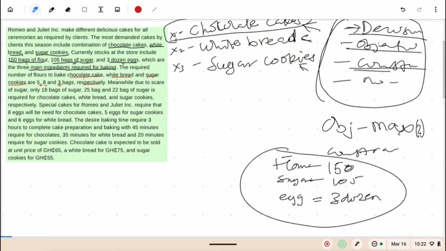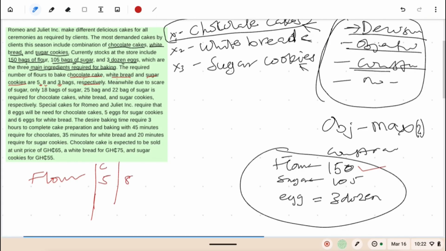So what they are saying is that out of this 150 flour, let me write the flour here, they use 5 for chocolate. So let me write C for chocolate here. They use 8 for white bread. So let me represent white bread with W here. And they use 3 bags for sugar. So let me represent sugar by X here. So 3 for sugar. This is how they apportion the flour out of this 150.